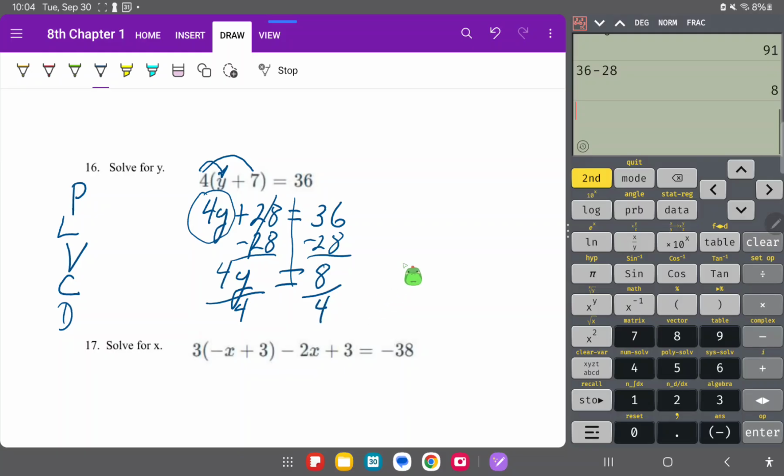Divide right there. So y equals 2. Okay. 8 divided by 4 is 2.